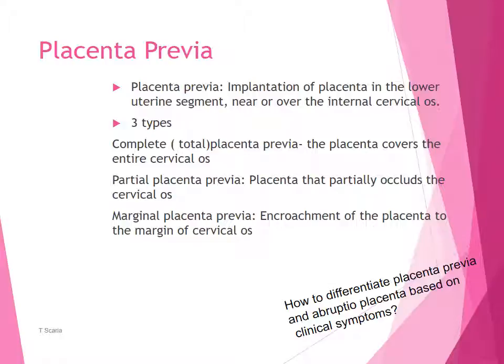Complete placenta previa, where the placenta covers the entire cervical os. In the partial placenta previa, the placenta partially occludes the cervical os, so it is not completely covering. In the marginal placenta previa, there is encroachment of the placenta to the margin of the cervical os.